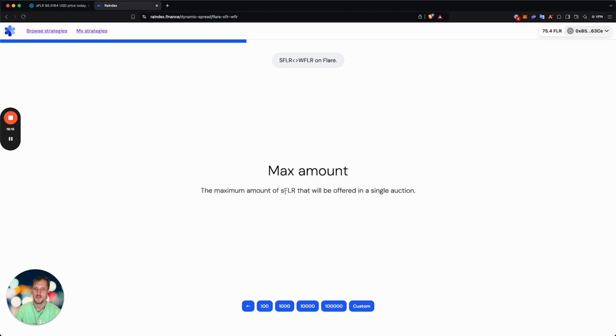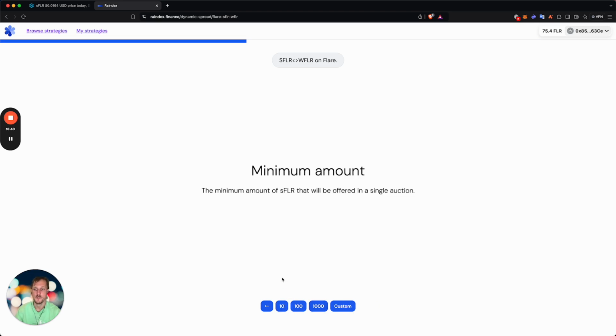So because they're going to the staked flare, that is the token that's going to be worth the most, or the most stable amount over the longer period of time. So that's the one that we're going to denominate all the amounts in for this strategy as it's configured currently on the DEX. So we could say, let's offer a maximum of 1,000 per auction. So the auction's going to start offering 1,000.